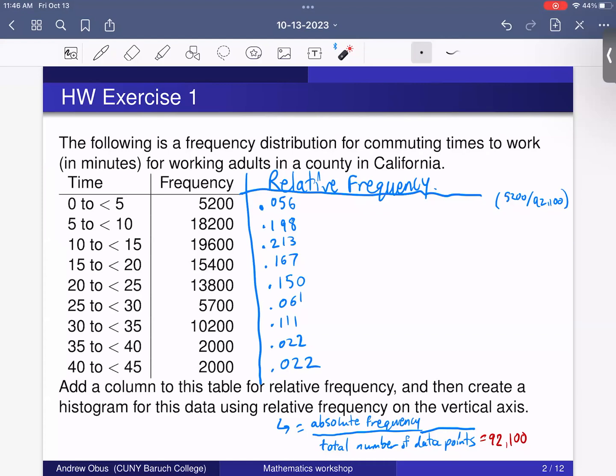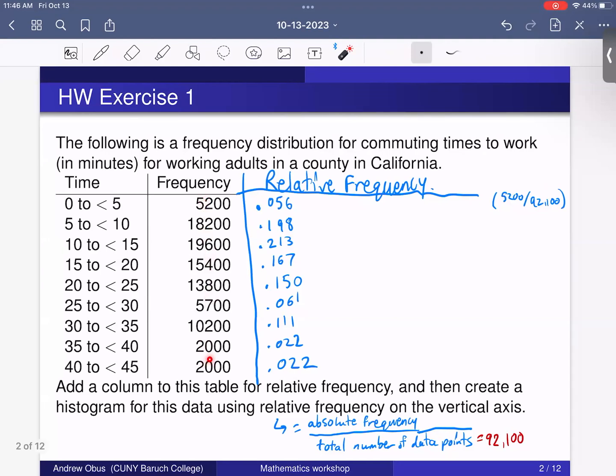So why do the relative frequencies have to all add up to 1? Can anybody give me an explanation? Actually, no, never mind. No, these will add up to exactly 1. Can anybody give me an explanation for why the relative frequencies need to add up to 1? Well, let's think about it, right? What do we get this denominator from over here? This denominator, 92,100, is the sum of all of the frequencies.